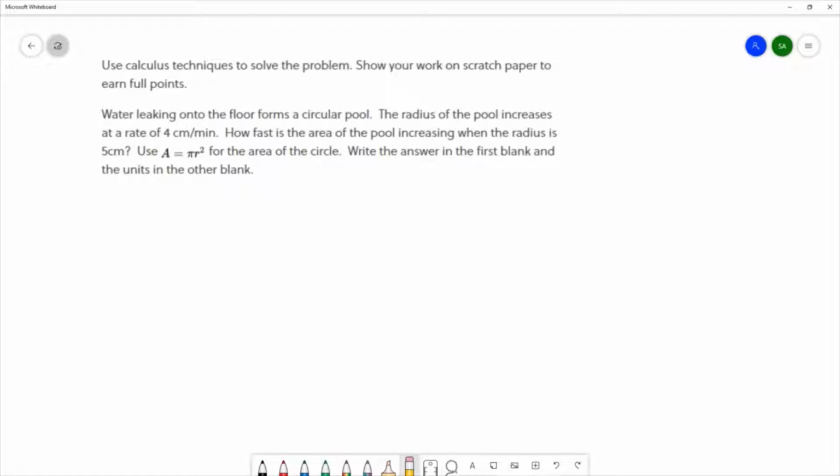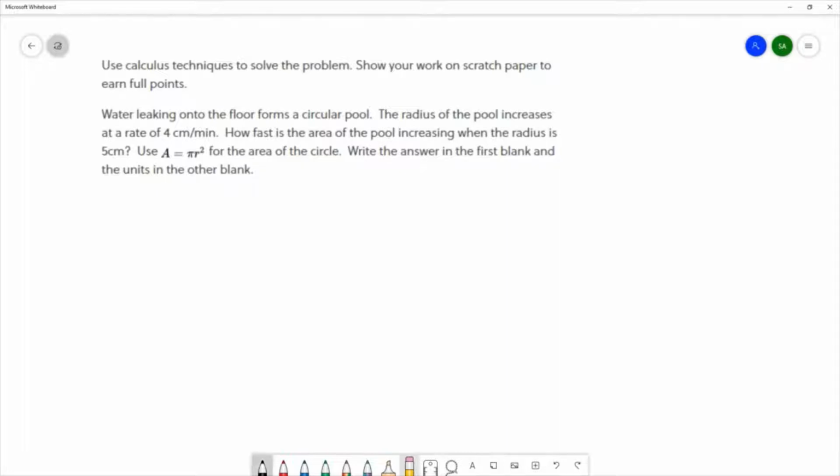For this problem, we want to use calculus techniques. Water leaking onto the floor forms a circular pool. The radius of the pool increases at a rate of 4 centimeters per minute. How fast is the area of the pool increasing when the radius is 5 centimeters? We're going to use area equals pi r squared for the area of the circle.